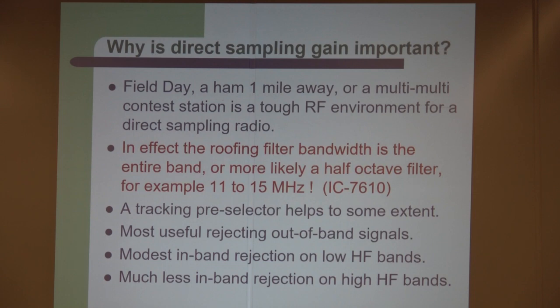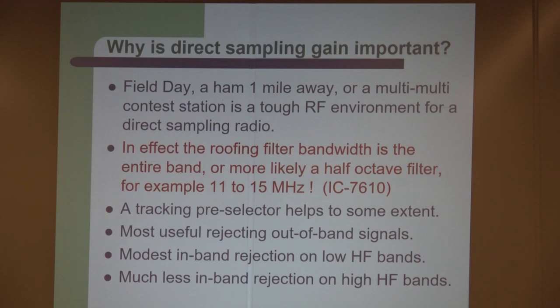And that's pretty broad. So on 20 meters, the 7610 front end is going to cover 11 megahertz to 15 megahertz. And there's a lot of commercial stuff in there. Now, the 7610 happens to have a tracking preselector, so that helps. The 7300 does not. It's a $1,000 radio. I mean, what do you want for $1,000?